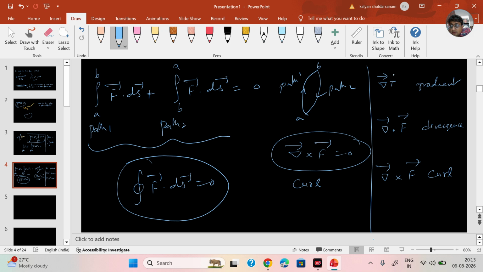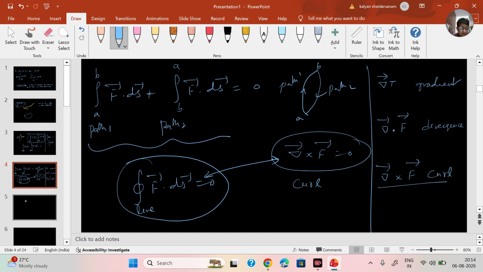So gradient of temperature, divergence of force, curl of force. This is how you look at it. So if curl is 0 for any vector, then particularly for forces, it's called a conservative force. So there are theorems which will prove the relation between this line integral and the curl. There are proofs, but that is beyond our scope. I am not doing that.